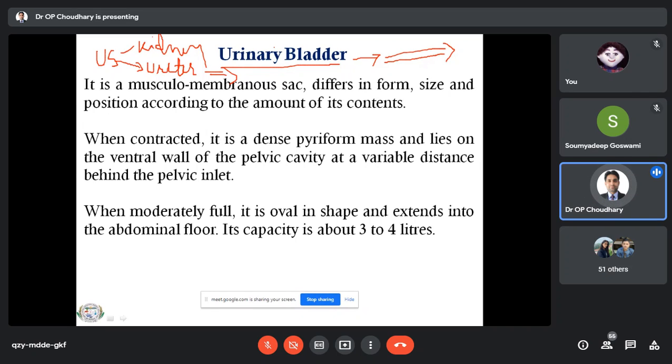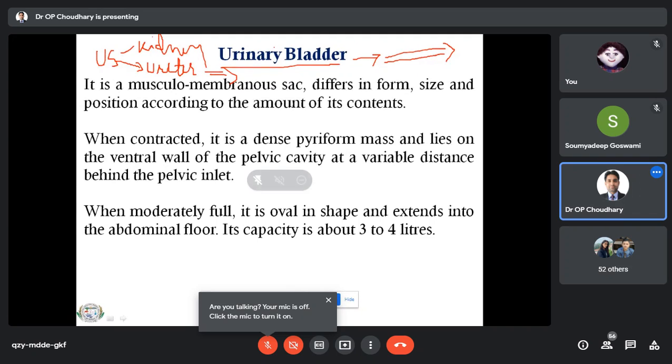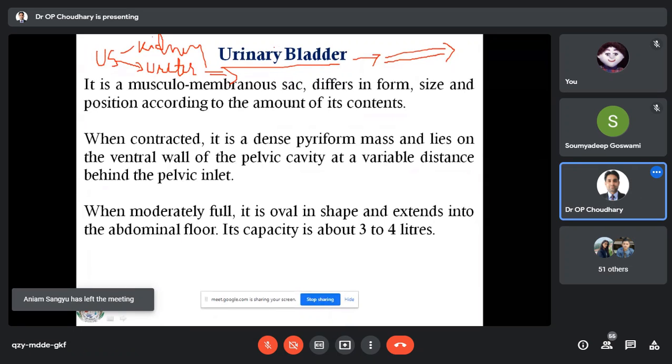So first is the urinary bladder. This urinary bladder is a musculomembranous sac. It is a sac-like structure, and it has the ability to stretch. It differs in form, size and position according to the amount of its content. Amount of its content means urine.